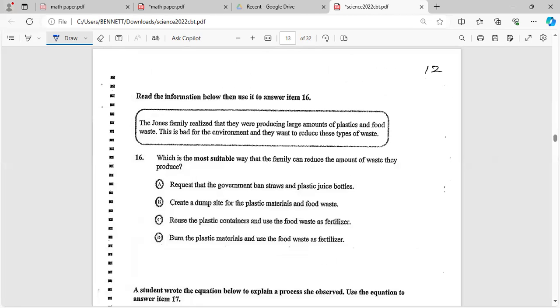Read the information below, then use it to answer item 16. The Jones family realized they were producing large amounts of plastics and food waste. This is bad for the environment, and they want to reduce these types of waste. Which is the most suitable way that the family can reduce the amount of waste they produce? A, request the government ban straws and plastic bottles. B, create a dump site for the plastic material and food waste. C, reuse the plastic containers and use the food waste as fertilizers. Or D, burn the plastic materials and use the food waste as fertilizers. And that would be to reuse the plastic containers and use food waste as fertilizers.